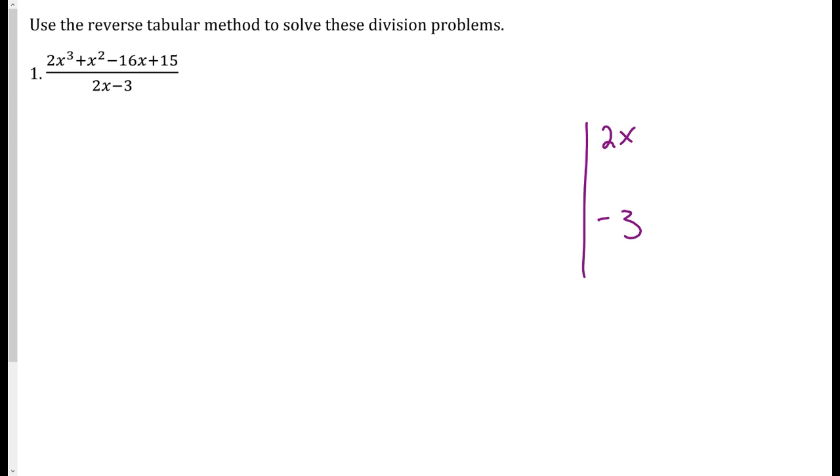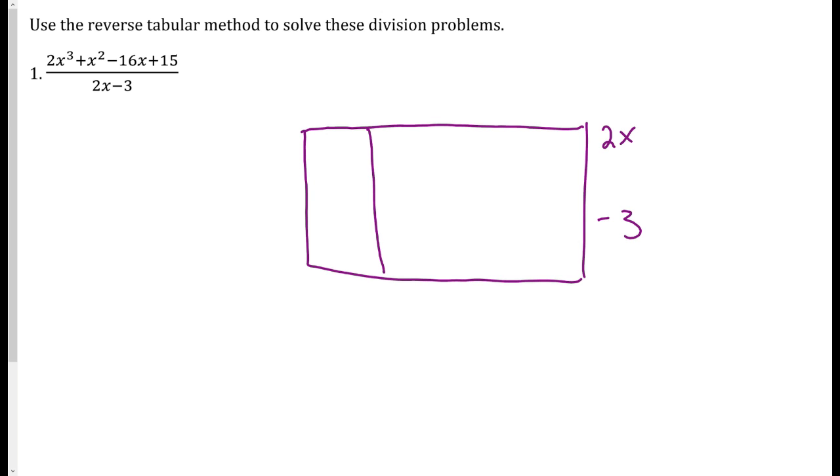And I need to figure out how long the top of my table is. And I know I have an x cubed divided by an x. Well, x cubed divided by x is x squared. So I'm going to end up with a quadratic polynomial up top here. And quadratic polynomials have an x squared term, an x term, and then a plain old number. So I need 3 columns.